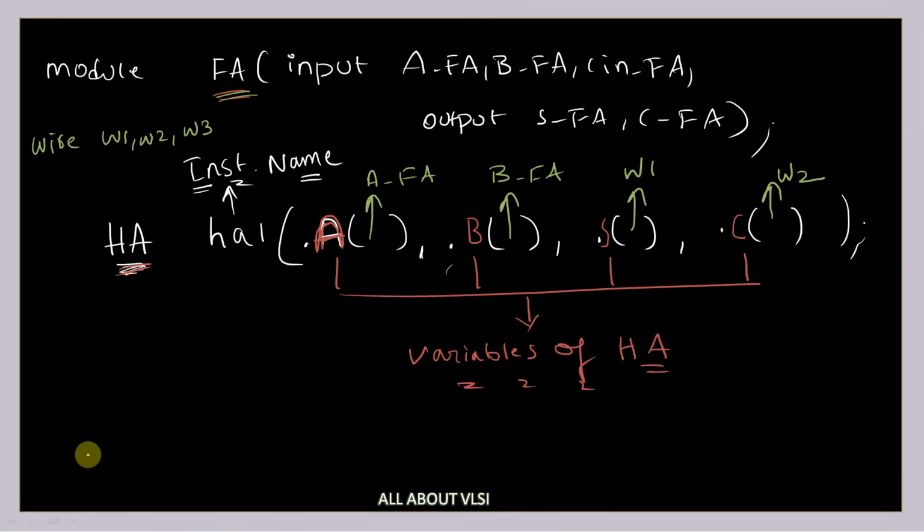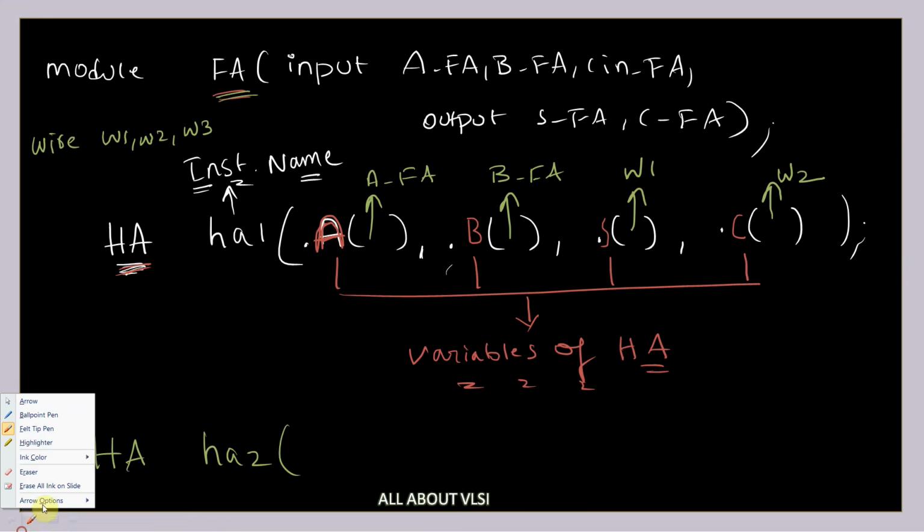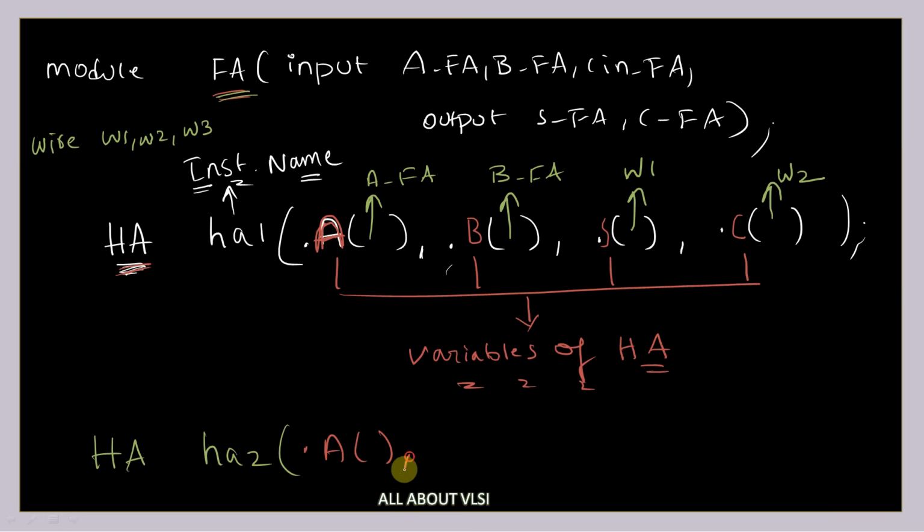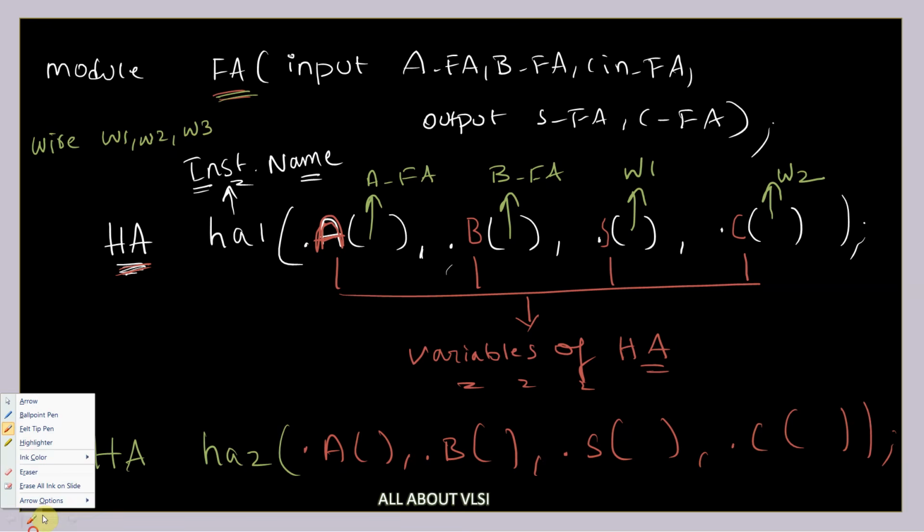Yes. Now coming to the second half adder, HA2. Again, the same. Outside the brackets, you are going to mention your half adder variables: dot A, comma, dot B, comma, dot S, comma, dot C. This is how you mention them. Now inside the brackets, you are going to mention the variables which are related to your full adder.